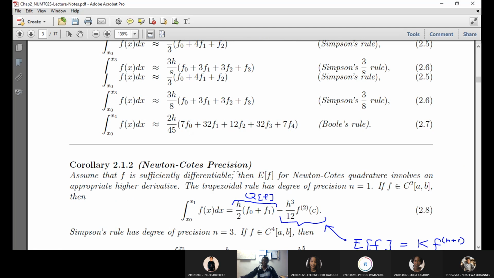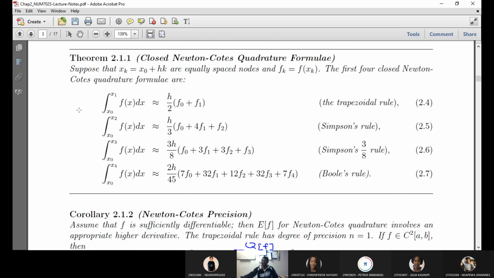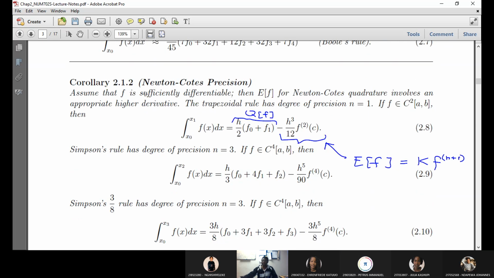This one, the corollary of this theorem, is almost similar. Well, this is the theorem and this is the corollary. A corollary is like a consequence of a result, right? When we say corollary, it means that as a consequence of this theorem, this is what we have.